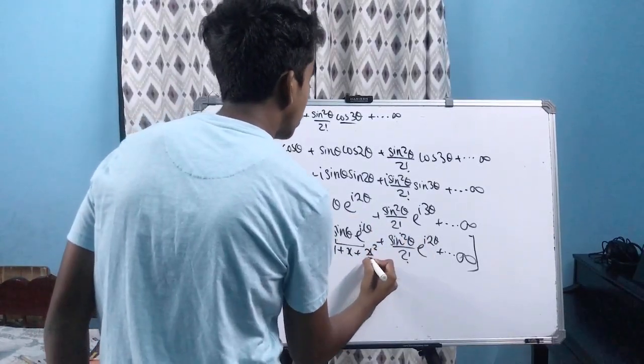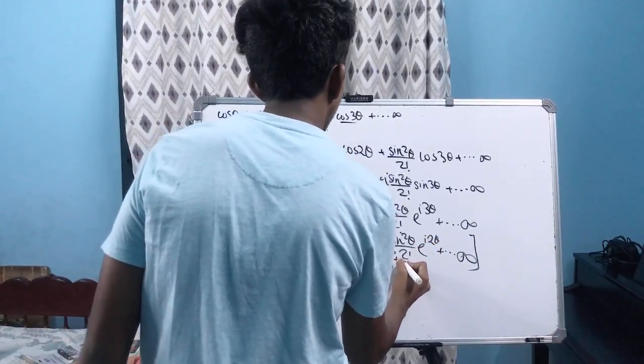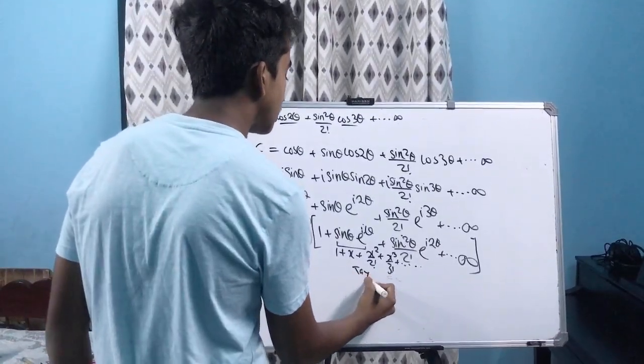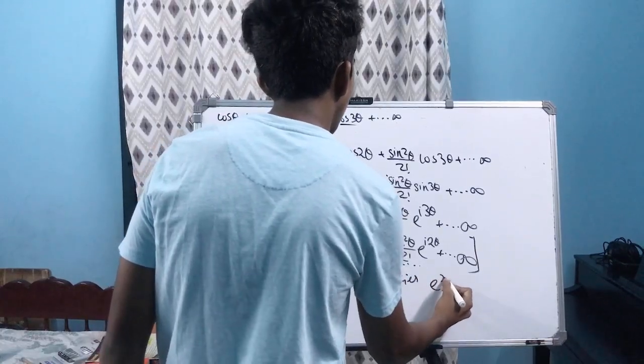So we get x squared by 2 factorial. So the next terms will be x cubed by 3 factorial and so on. This is a very specific type of series, and this is called the Taylor series for the function e raised to x.